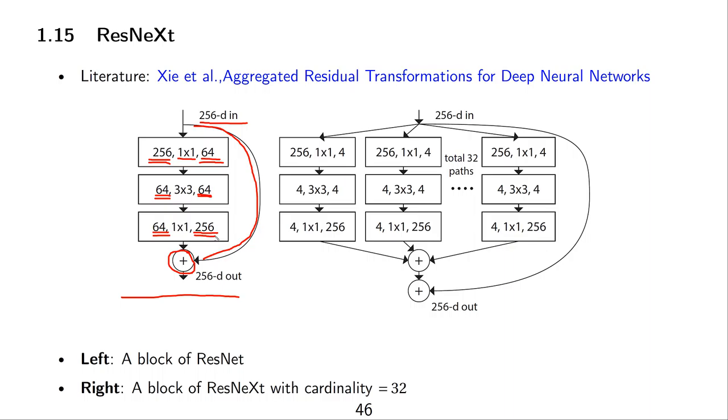Now in ResNeXt, we're going to modify this architecture by somehow splitting up this block into 32 parallel blocks. So the number of parallel blocks in ResNeXt is of course a hyperparameter you can choose, but in this particular example on the right, we show a version with 32 parallel blocks, or what is written here, 32 parallel paths. So what we see here is that the 256 input channels are not reduced down to 64, but to 4 channels only.